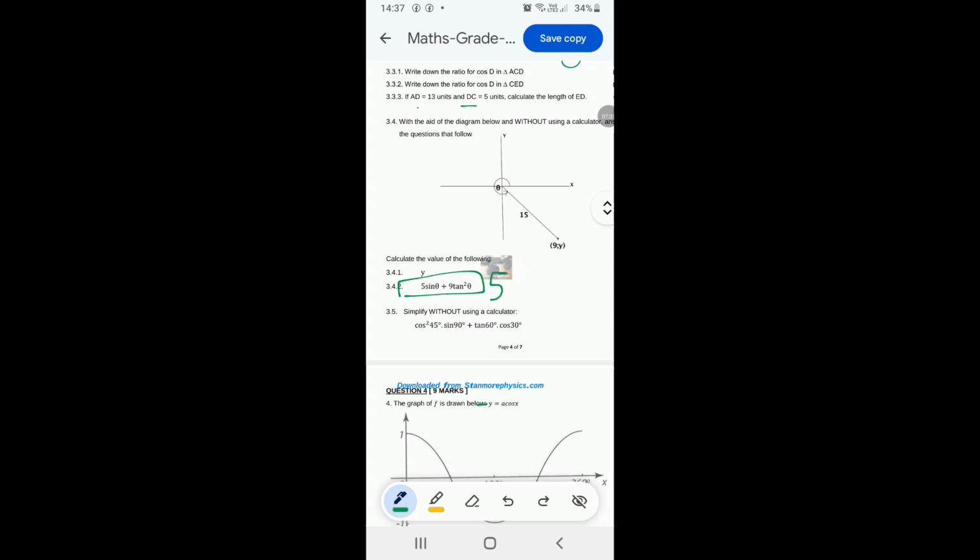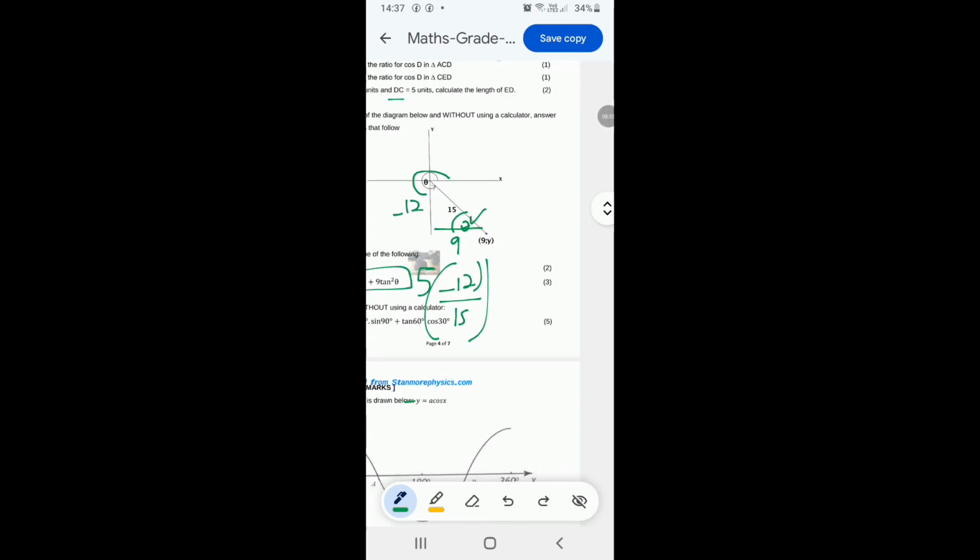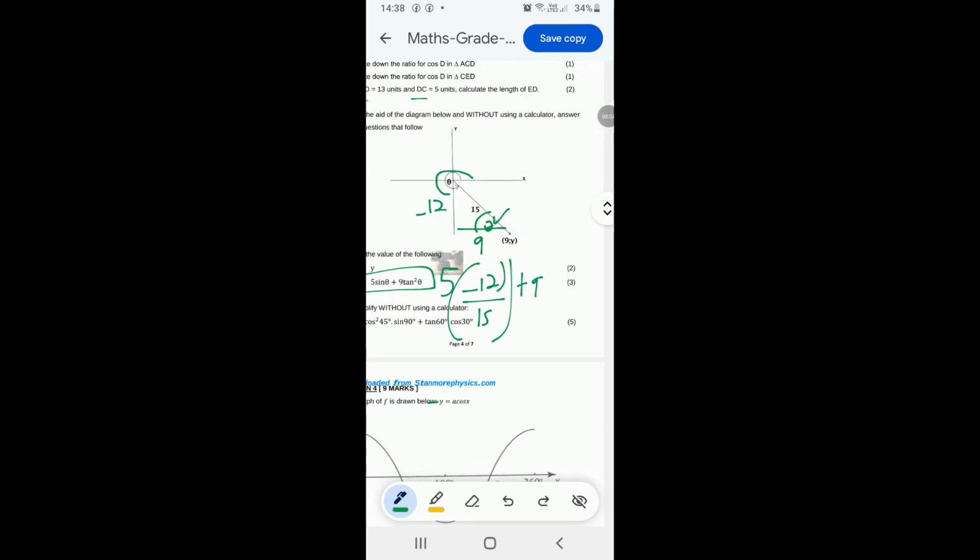Sine theta, okay, let me write my values. So we have y is minus 12. We have 9 here. Let me put theta there. Now don't be confused by this. If I redraw the triangle I construct like this, I'll put theta in that position. Now sine theta is opposite, which is minus 12, over hypotenuse, which is 15, plus 9. What about tan? Tan is opposite, which is minus 12, over adjacent, which is 9.